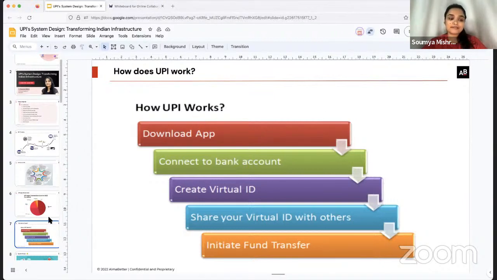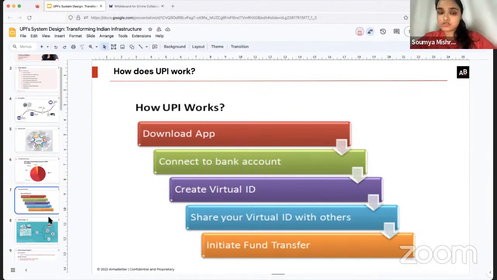Okay, let's get started. With this, I'm sure everybody's clear about what UPI is, what its different features are, and how it has evolved. You have got some understanding of why it came into existence and how it came into existence.